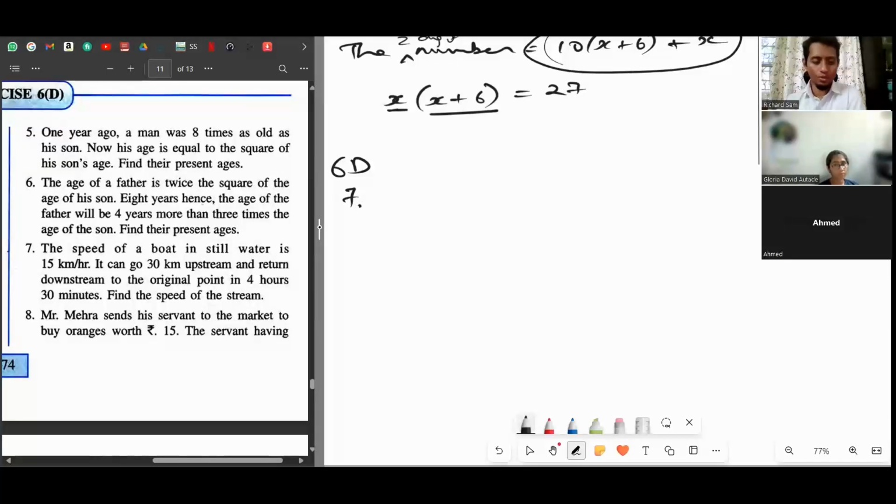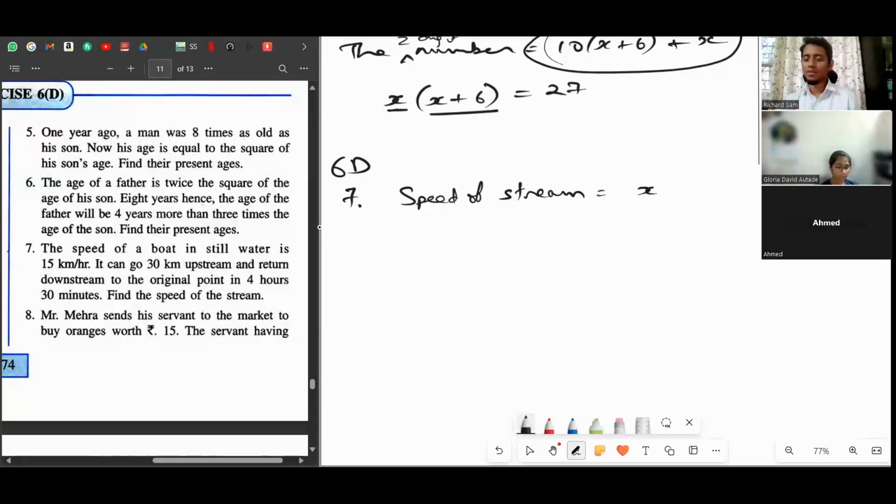So we have a few statements here. We'll take the speed of the river as, what do we have to find? Find the speed of the stream. Okay. Speed of stream. We'll take that as X, because that's what we have to find. X kilometer per hour. Then we have speed of the boat. This is the boat in still water. What's the speed? 15 km/h.